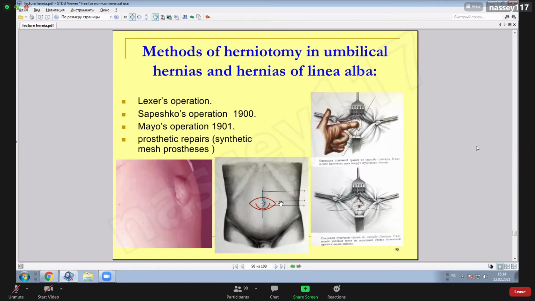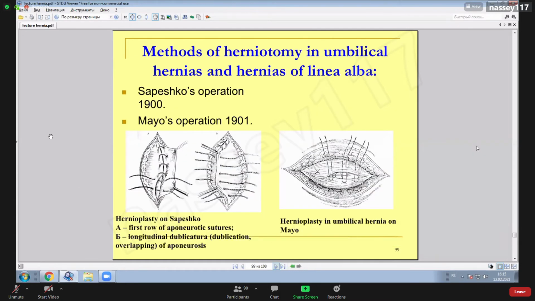And there we do separation of the aponeurosis, one of the layers, upper or left, right layer if by Sapezhko, and then stitch one aponeurotic layer under another. So we do duplication. Here it demonstrates the Sapezhko method. Yes, we separate one layer of aponeurosis, stitch it under the other layer, and then this layer is put on it overlapping. Yes, and here Mayo. In Mayo, horizontal incision, and the lower flap we stitch under the upper flap. So again, duplication.